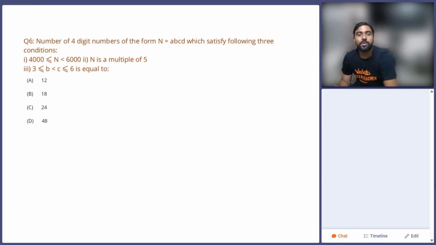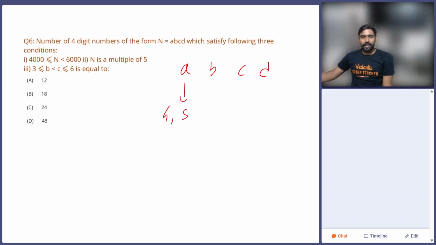Moving on. Find the number of 4-digit numbers of the form ABCD which satisfy these 3 conditions. N lies between 4000 and 6000, it's a multiple of 5, and for B and C, B is smaller than C and they lie between 3 and 6. So let's talk about ABCD. For A, how many options do I have? I can have 4 or 5. I cannot have 6 because then 6,000 is not possible, and anything bigger than 6,000 is not allowed. So for A I only have 2 options. For D I can take 0 or 5, so I have 2 options over here.